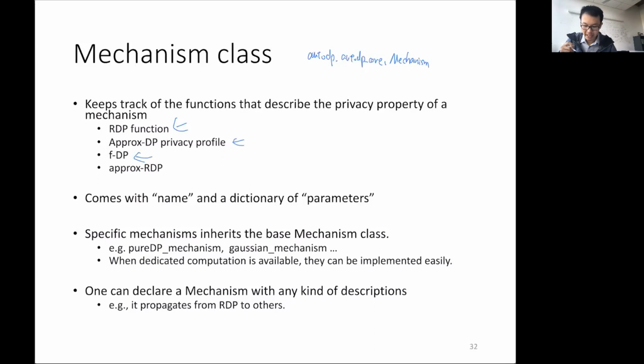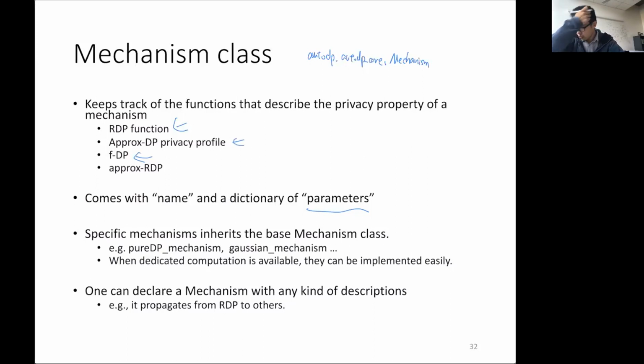Okay, it comes with a name and a dictionary of the native parameters. For instance, these native parameters would be, say, the noise multiplier sigma over the global sensitivity for the Gaussian mechanism. So with this dictionary of parameters and the name, it's easy for people to take this and implement the actual noise adding procedure in actual implementations of these mechanisms.